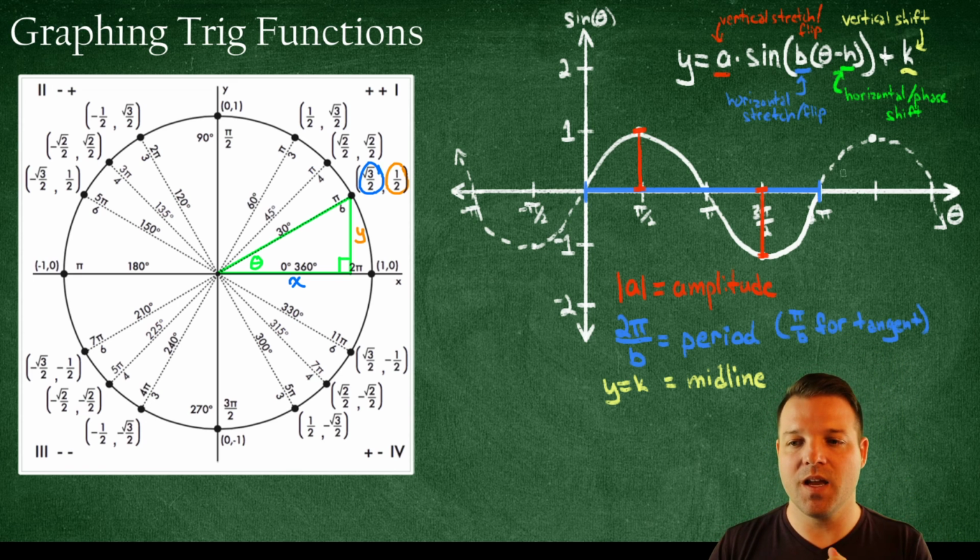Okay, so you have seen all of the parent functions for the three main trig functions: sine, cosine, and tangent. And now you're seeing, well, what can we add, or how can we transform those parent functions, and what does everything mean? Well, that's what this page here shows you.